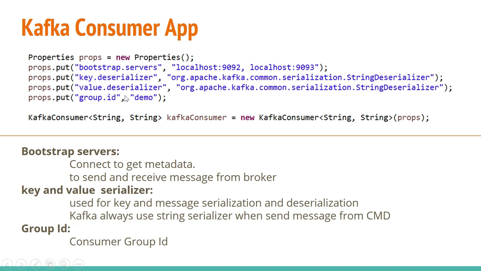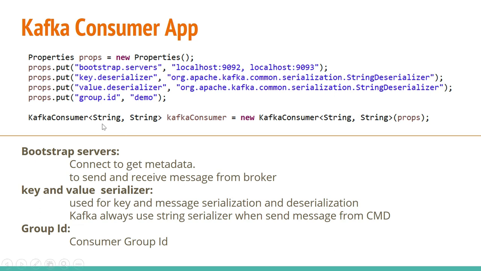These four are the required properties for a consumer. First is the bootstrap server, same as the producer. Key and value deserializer. The value of this key and value deserializer should match the producer application. So if producer is producing messages with the string serializer, we will have to use the string deserializer here as well. Otherwise, the message will not be able to be cast and we will get some error.